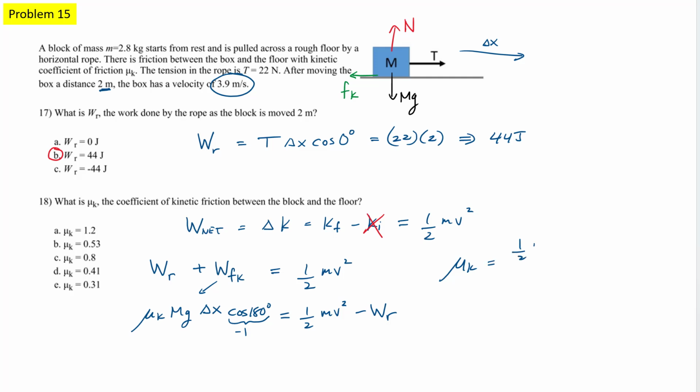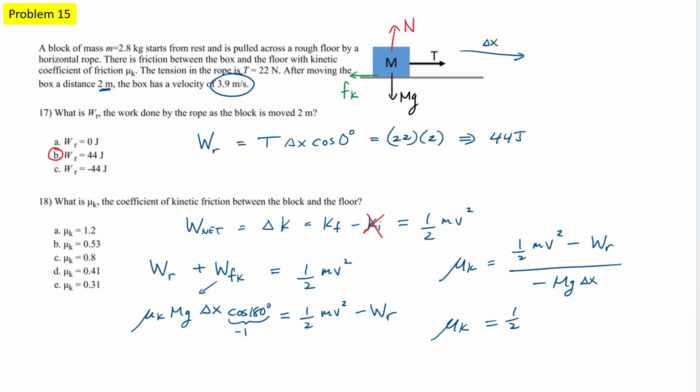So you get 1/2 mv squared minus the work done by the rope, divided by, now this is going to be minus mg multiplied by delta x. This minus sign might bug you, but don't worry about it. It's going to work out, and we're going to get a positive number for the coefficient.